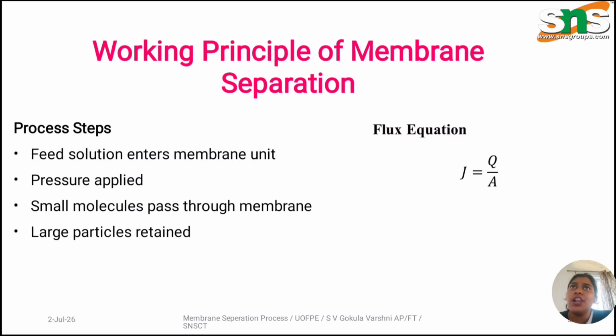One important parameter in membrane technology is membrane flux, which represents the quantity of permeate passing through the membrane per unit membrane area per unit time. Higher flux generally indicates better membrane performance, although excessive fouling may reduce it over time.